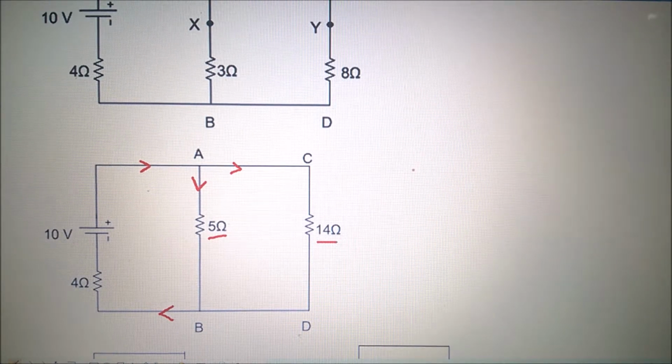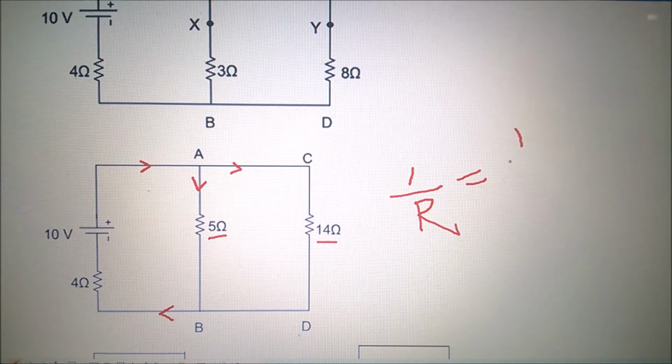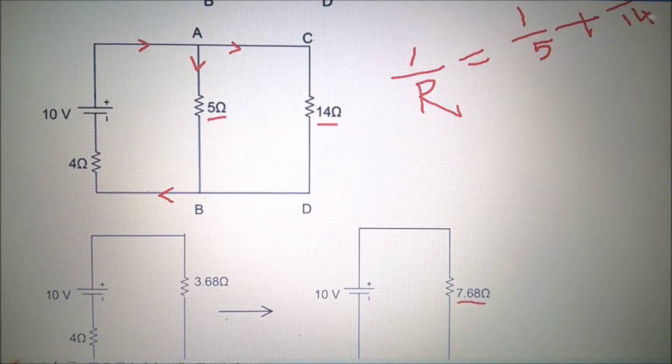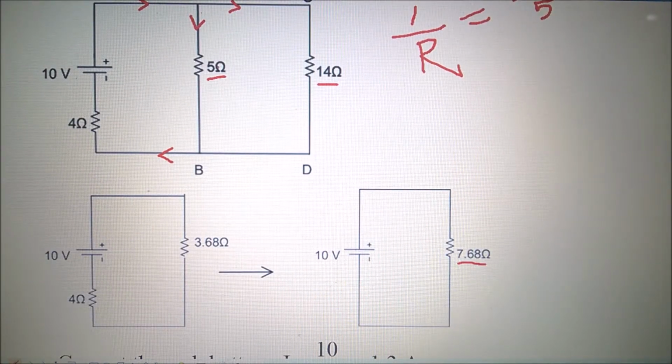Therefore, we can find the equivalent resistance. If the equivalent resistance is R, then 1 by R is equal to 1 by 5 plus 1 by 14. If we make the calculations, R is found to be 3.68. Therefore, the 5 and 14 are replaced by their equivalent resistance 3.68. This is the equivalent circuit.